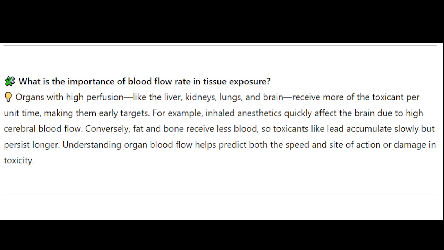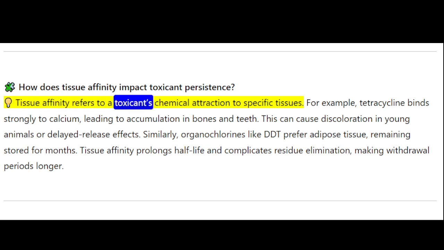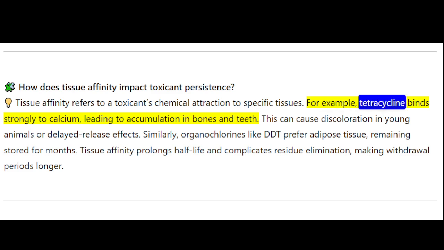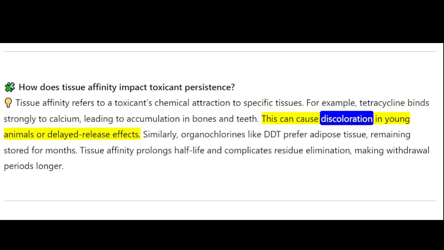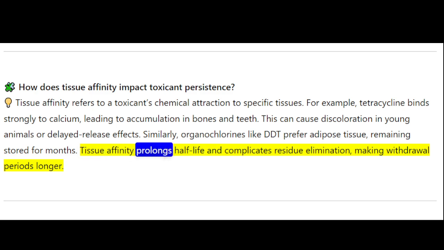How does tissue affinity impact toxicant persistence? Tissue affinity refers to a toxicant's chemical attraction to specific tissues. For example, tetracycline binds strongly to calcium, leading to accumulation in bones and teeth. This can cause discoloration in young animals or delayed release effects. Similarly, organochlorines like DDT prefer adipose tissue, remaining stored for months. Tissue affinity prolongs half-life and complicates residue elimination, making withdrawal periods longer.